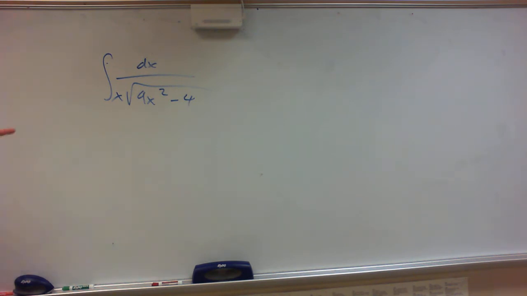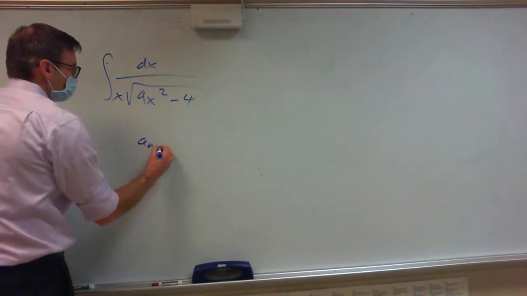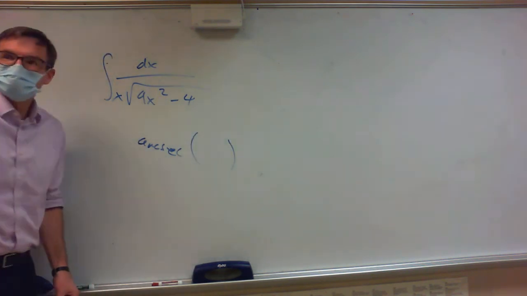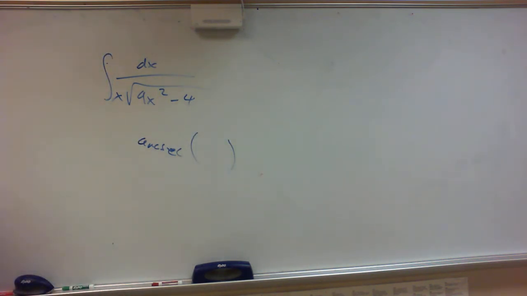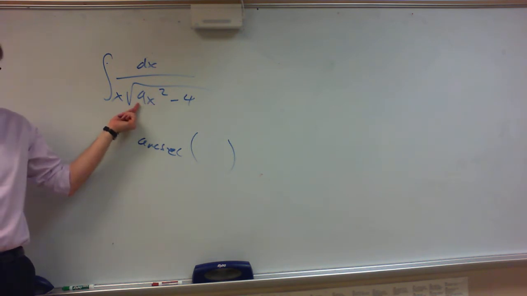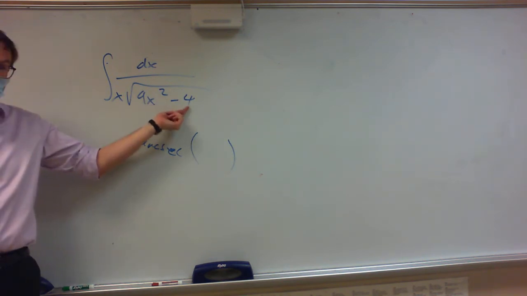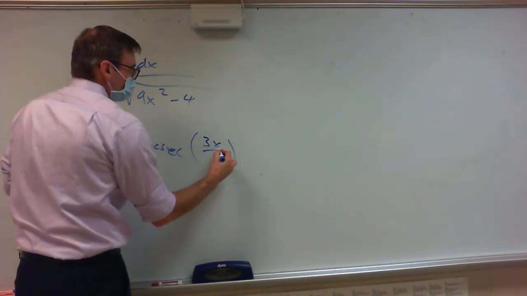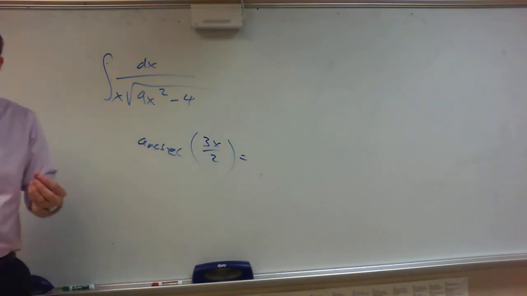What does this remind you of? What does it match? Arcsecant. So we're going to guess arcsecant of what? 3x over 2. Everybody see that? Whatever's next to the x goes on top, right? Whatever the number is goes on the bottom, the square root of it. So whatever's next to the x is 3x over 2. Now let's take the derivative and see how close we get.